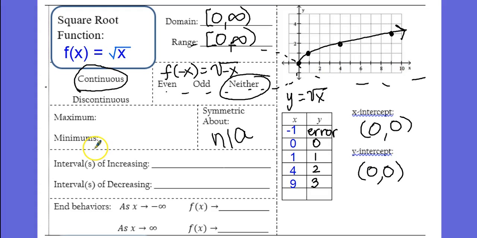Okay. Maximum. Does it have one? How about a minimum? 0, 0. That's your starting point. Okay, and it's always increasing starting at x equals 0. So starting at 0, it's going up forever. Is it inclusive of 0? If you were to put a parenthesis on that, I wouldn't be mad about that.